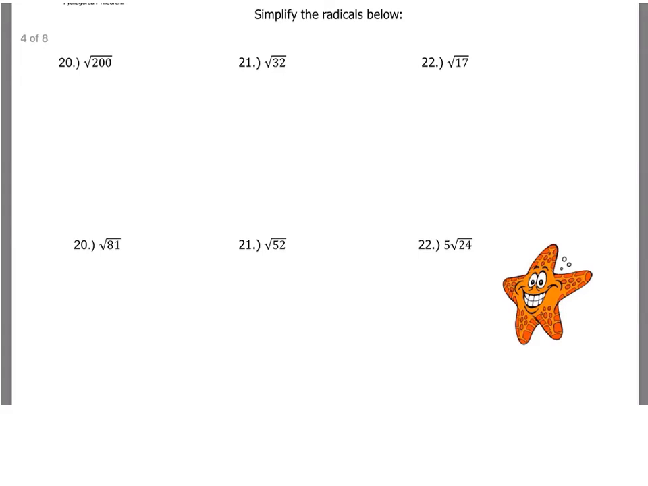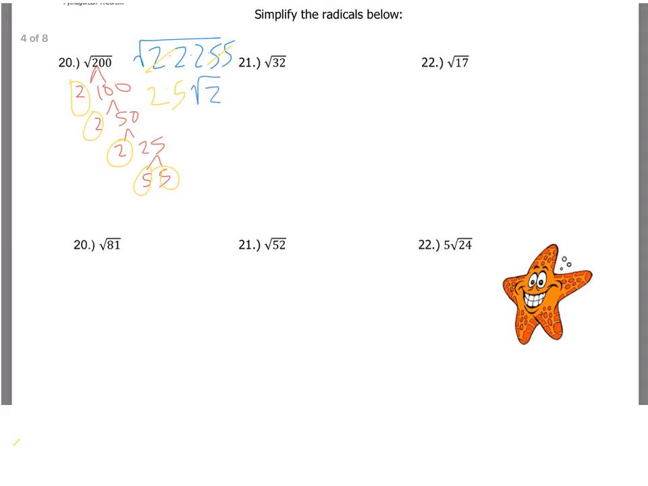So let's look at number 20. Square root of 200. Well, 200 is 2 and 100. 100 is 2 and 50. 50 is 2 and 25. 25 is 5 and 5. So I have 1, 2, 3, 4, 5 prime numbers I'm working with. So 2 times 2 times 2 times 5 times 5. All right, so I can take out a 2, and I can take out a 5, and I have a 2 left over, so it becomes 10 square root 2.